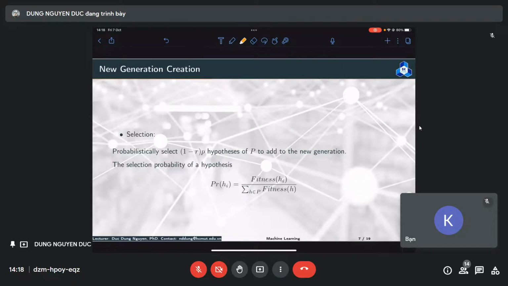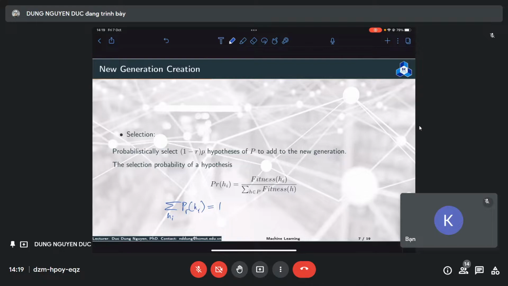And the selection probability will be calculated as you mentioned, as you can see here. It is the fitness of the hypothesis i over the sum of all the fitness you have. Look at this formula. The sum over this probability is 1, right? If you sum Pr(h_i) over all h_i, this will be 1 for sure, because this is the probability over every hypothesis, every individual.